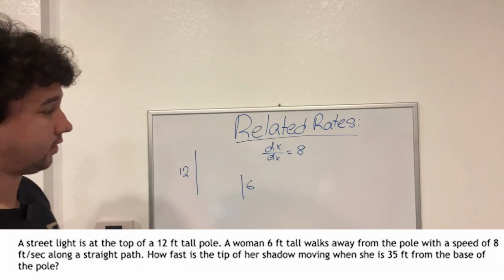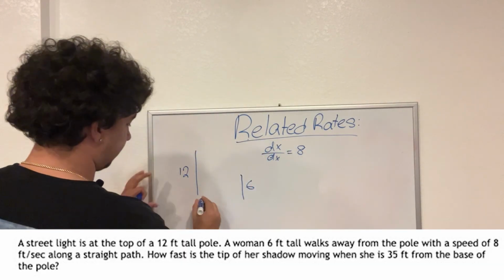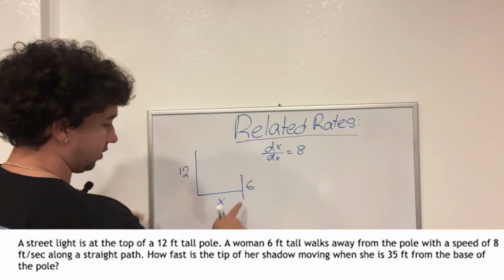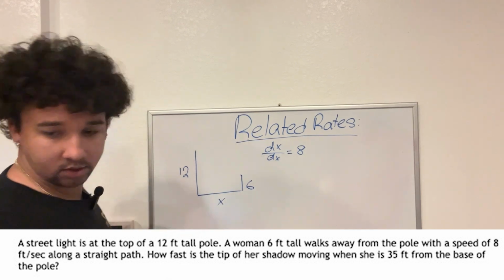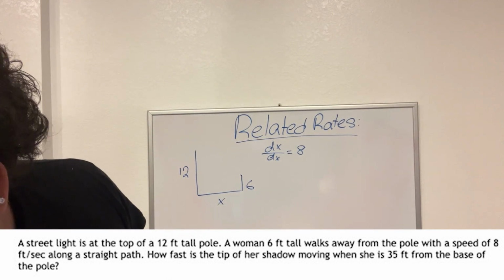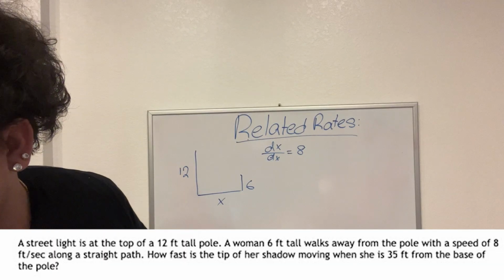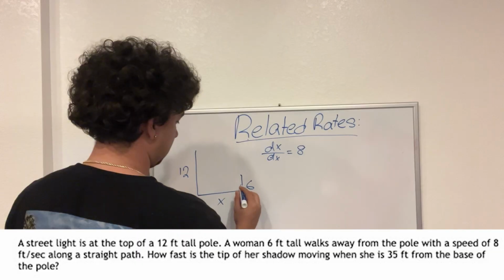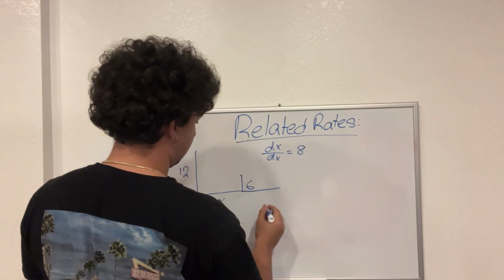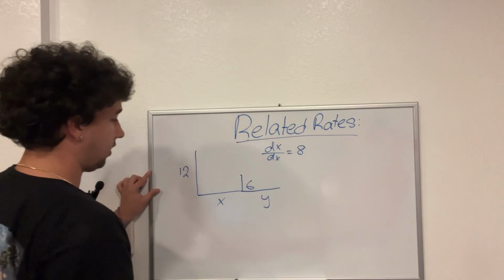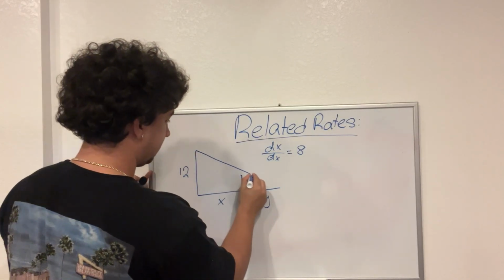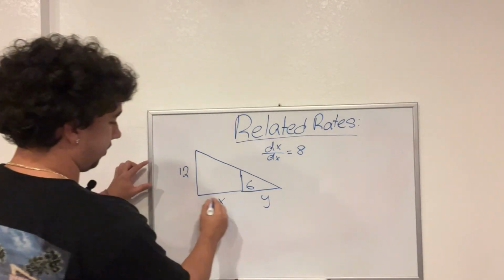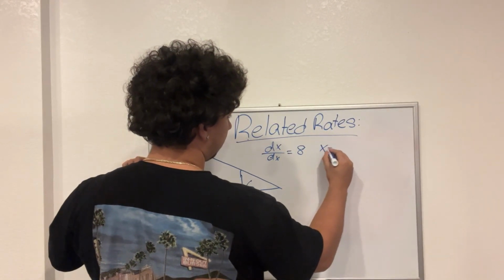So 8 here. Now, since I am deriving this as x, I'm going to call this x right here, because she's walking away. This is the distance she's walking away. Okay, and then I can delete this part too. How fast is the tip of her shadow moving when she's 35 feet from the base of the pole? In other words, her shadow is this y value here. And we are 35 feet away from the base, so x is equal to 35.